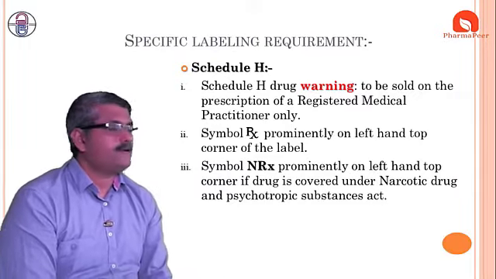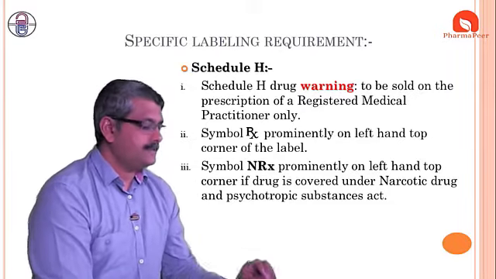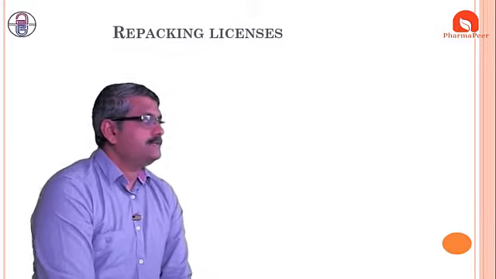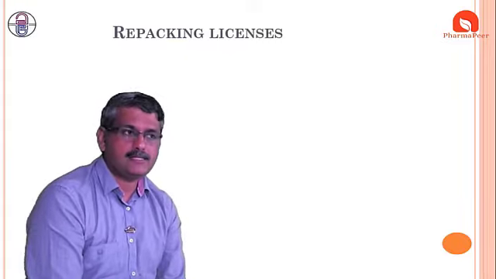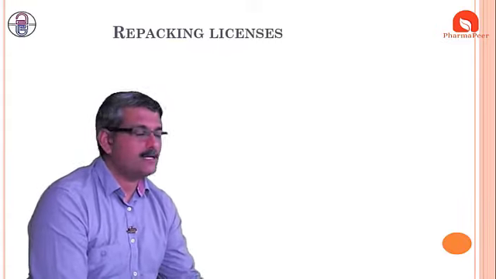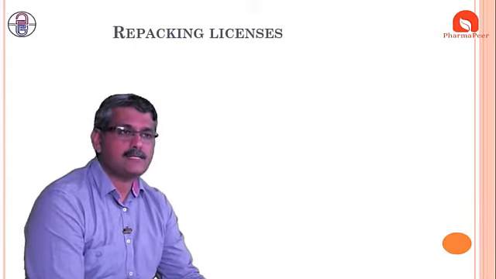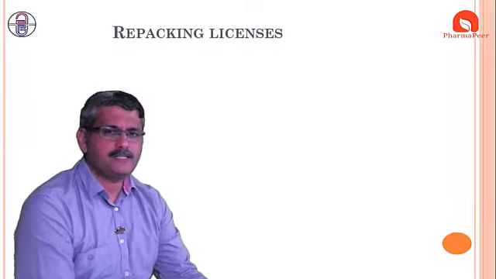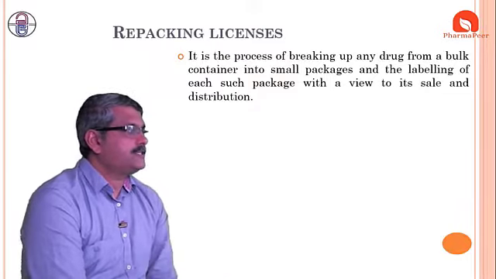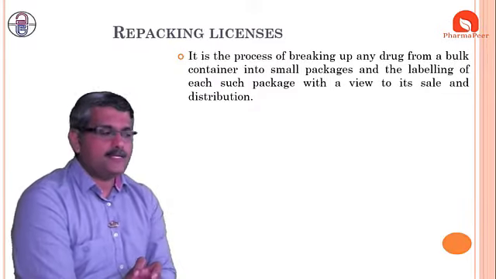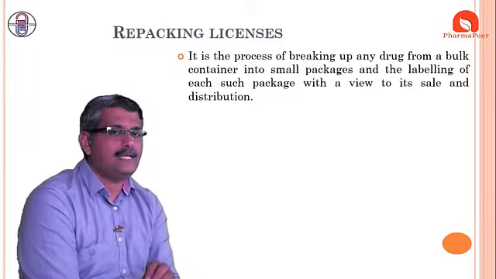Now, the second last point of this chapter, the Drugs and Cosmetics Act, is repacking licenses. So what do we mean by repacking licenses? How are these repacking licenses formulated, and to whom do they apply? That we will see. Again, some few conditions are very common. It is the process of breaking any drug from a bulk container into small packages and labeling each such package with a view to sale and distribution.